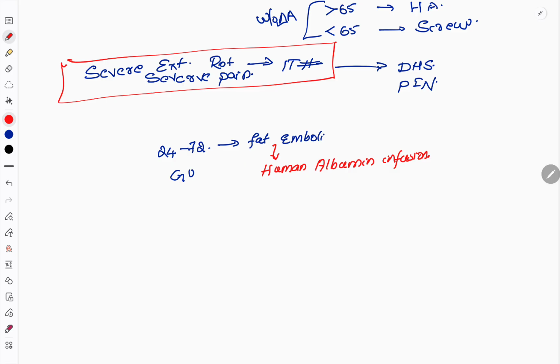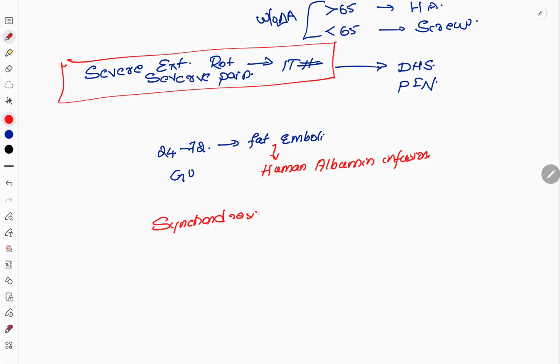Bipartite patella is because of synchondrosis. The two bones have ossified via synchondrosis. It's a normal finding, and it will be seen bilaterally. In both legs you will see the same change. That is because it is ossifying by synchondrosis, okay, synchondrosis.